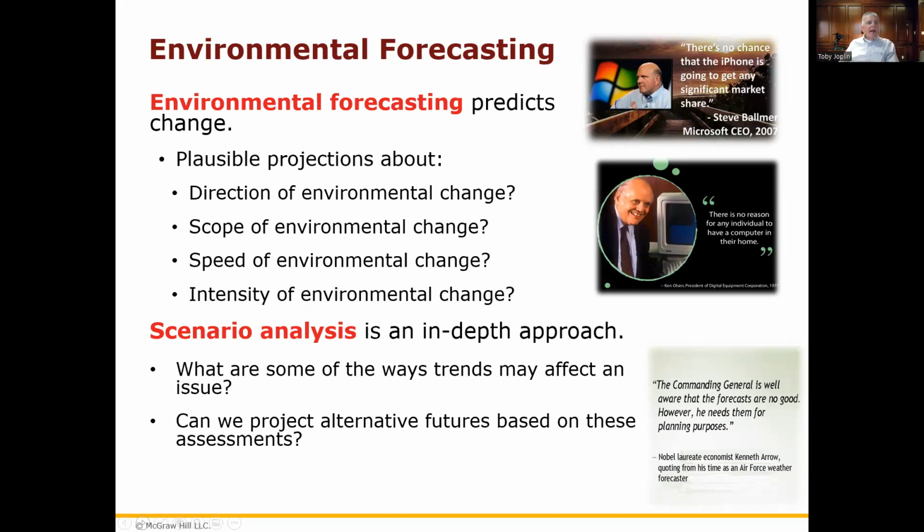So environmental forecasting, I think you understand the idea of creating a forecast, developing plausible projections about where we think things are going in our industry, right? Not only what direction they are going, but how broad the changes are going to be and how fast we are going to get there.